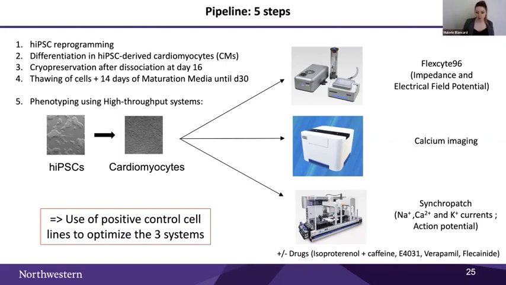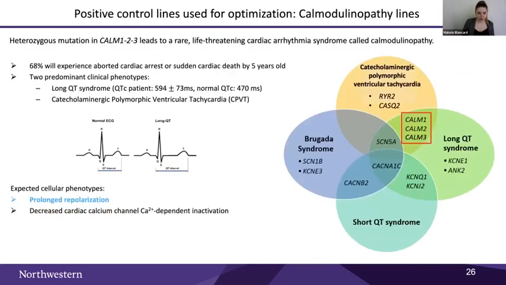At the same time, I was reprogramming my patient cells. So for you to understand what I'm going to show you after, I wanted to explain my positive control cells. They are calmodulinopathy lines. It means patients that have a heterozygous mutation in one of the 3 calmodulin genes. And so the syndrome is called calmodulinopathy.